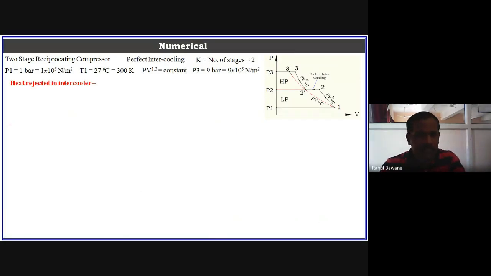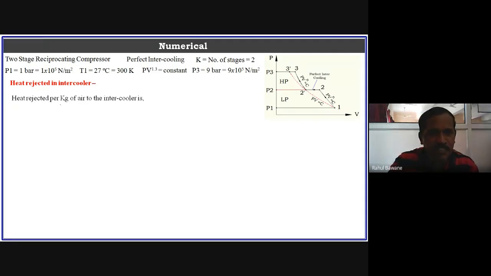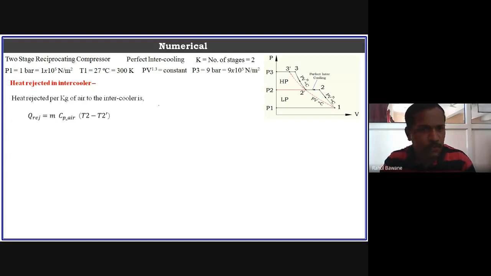Now the second question, heat rejected in the intercooler. Here intercooling starts from point 2 and ends at 2 dash. So heat is rejected when temperature is reduced from T2 to T2 dash. So heat rejected per kg, because we don't know the mass flow rate. Heat rejected is m Cp delta T, that is a very well known formula. We don't know m, so we will shift it. So heat rejected per kg will be there.